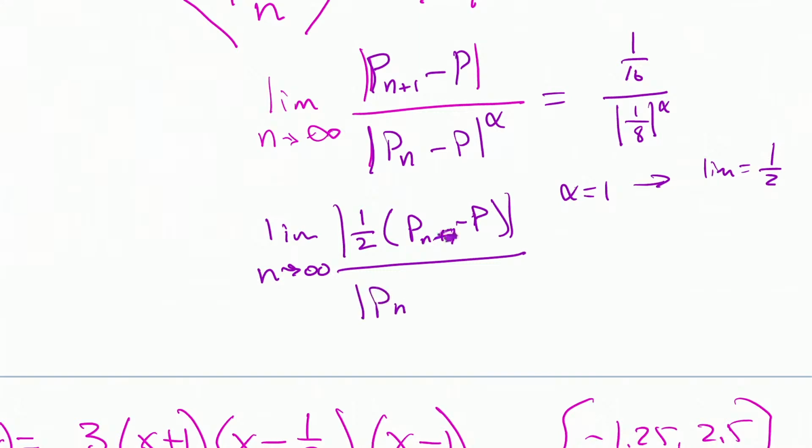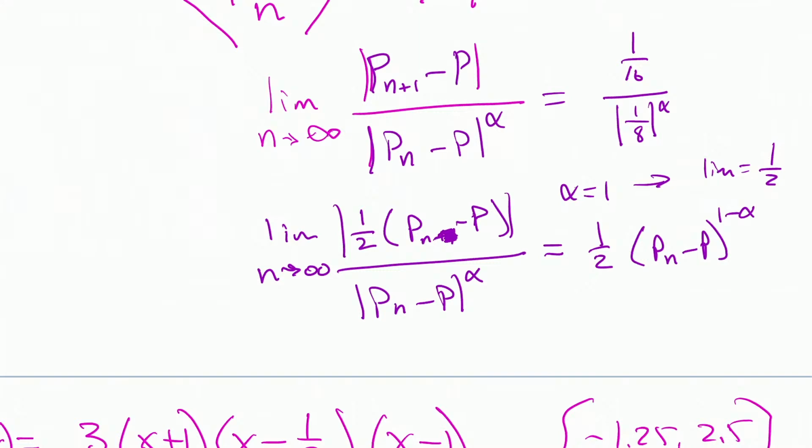Oh, Pn, sorry. And so that's going to be 1/2 times Pn minus P to the 1 minus alpha. And so if alpha doesn't equal 1, then this thing will either go to 0 or it'll go to infinity. Because if that alpha is bigger than 1, this goes to infinity, or 0. If alpha is less than 1, this will go to infinity.